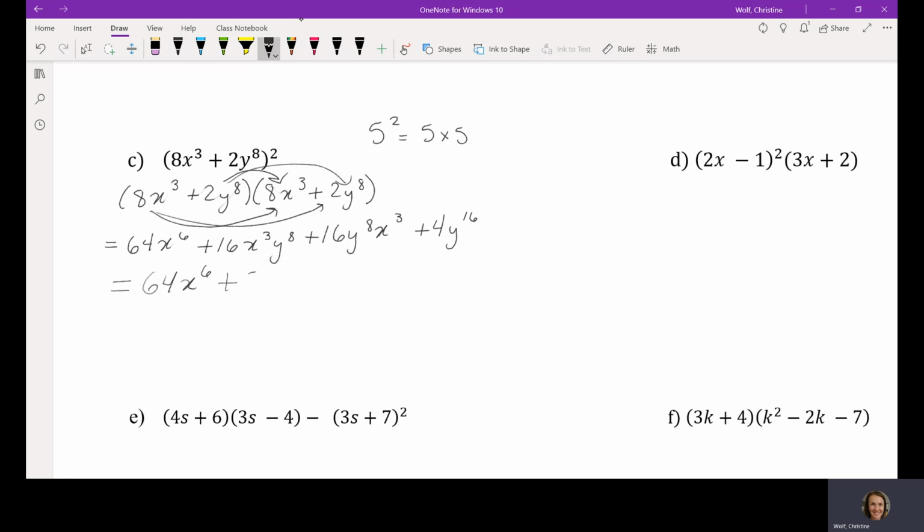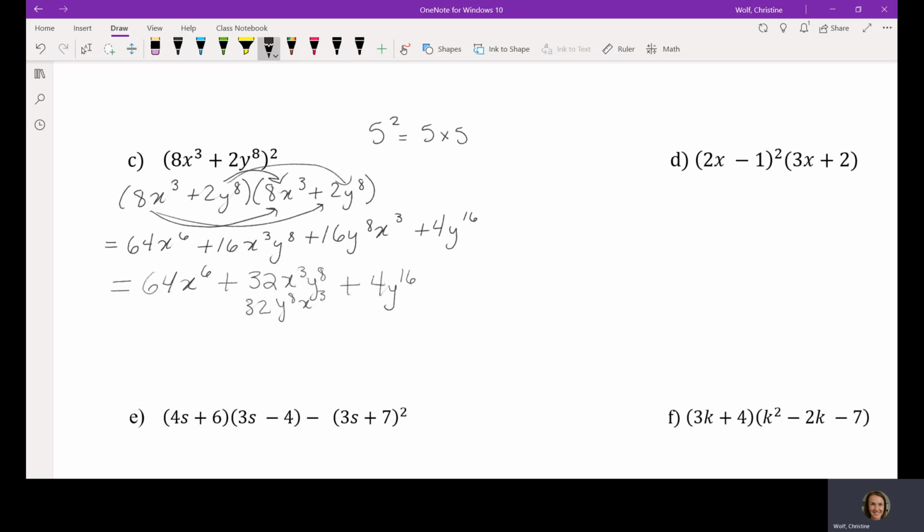So 16 plus 16 is 32. Now at this point, you have an option. You can either write it x3, y8, or you can write it y8, x3. Both of those work. So I'll kind of write both of those options in. You can write either one of those. And then the positive 4y16 on the end won't change.